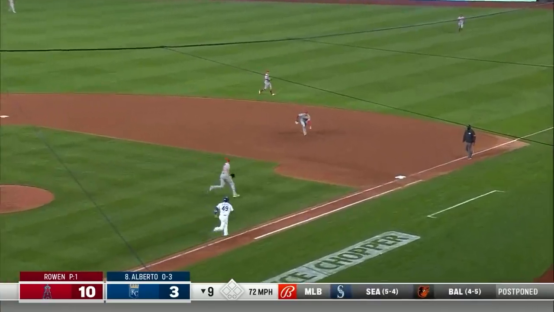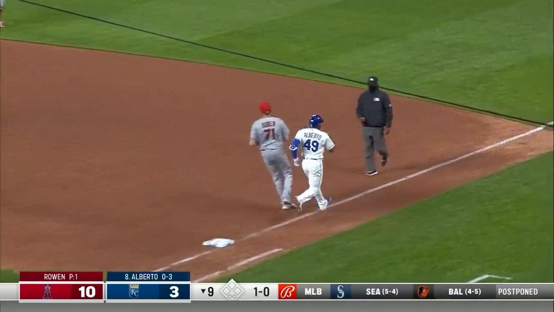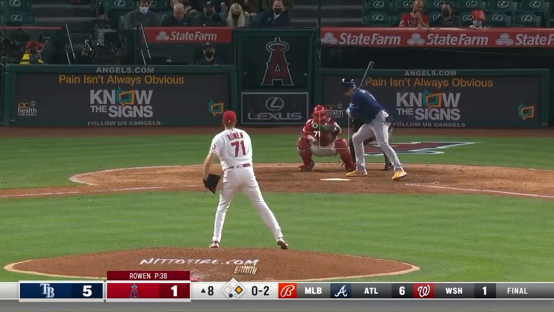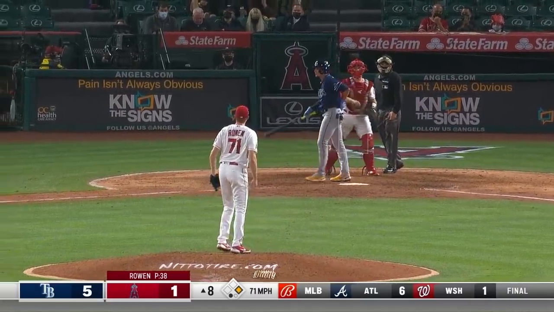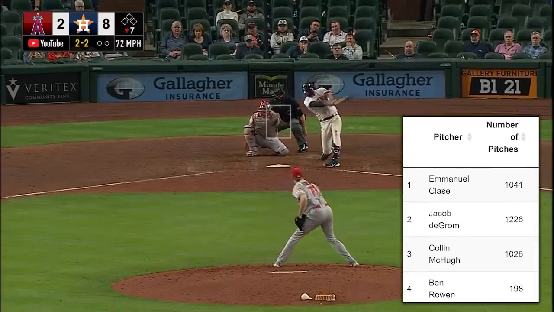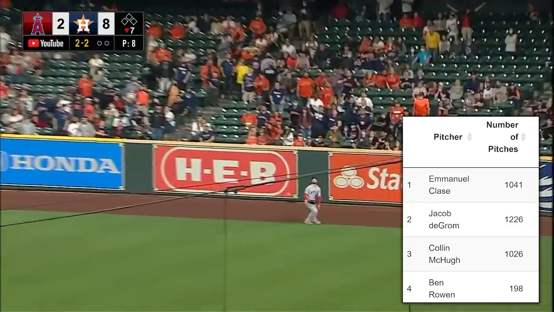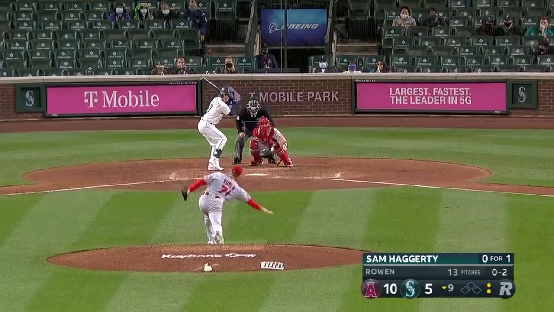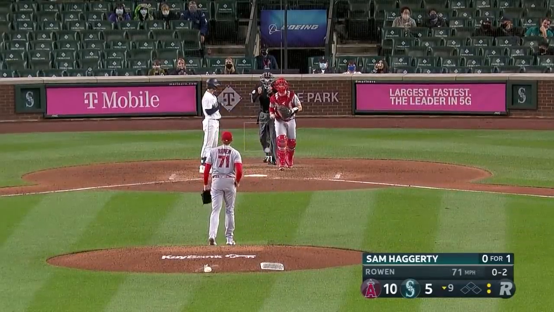So we're still left with the question of how in the world did Ben Rowan find himself in the company of these elite pitchers? After all, he's the only one of the top 6 pitchers in 2021 expected run value to throw less than 1,000 pitches last season, and he only threw 198 total. Why are the results not there for Ben Rowan, and how is he not getting another shot?